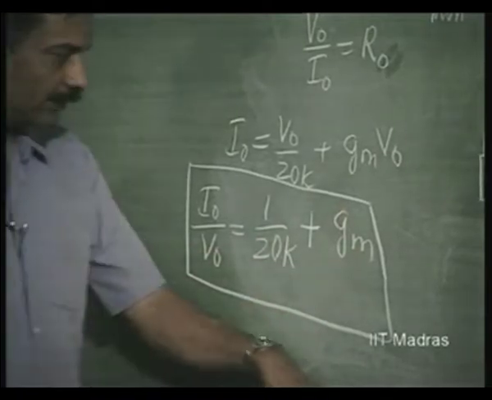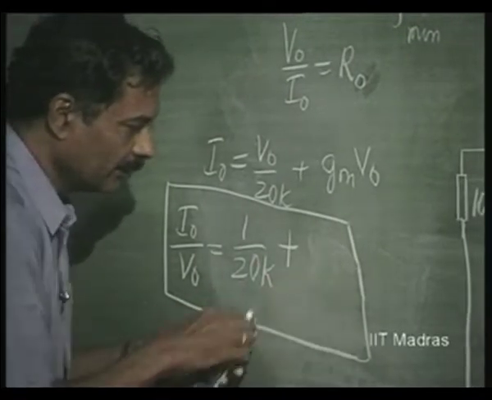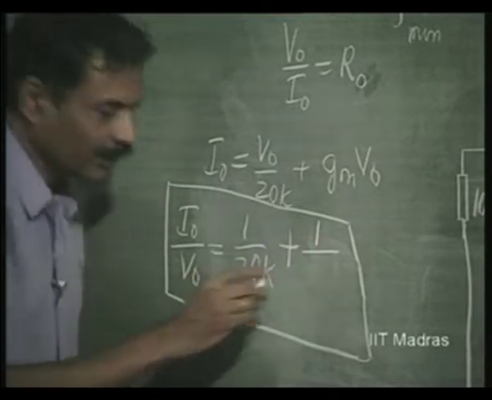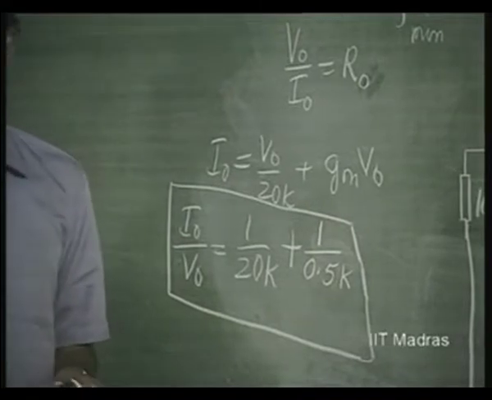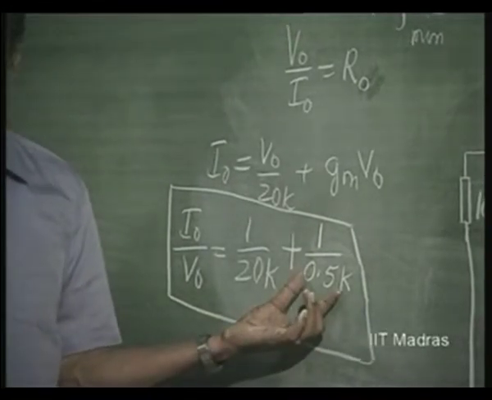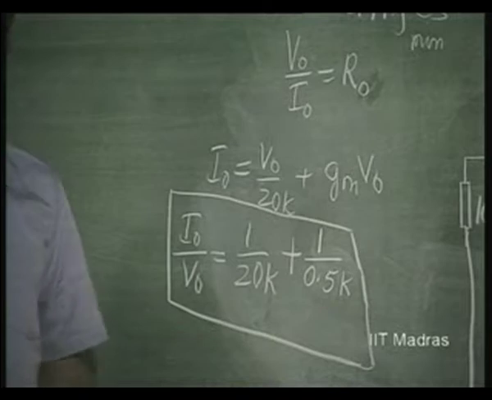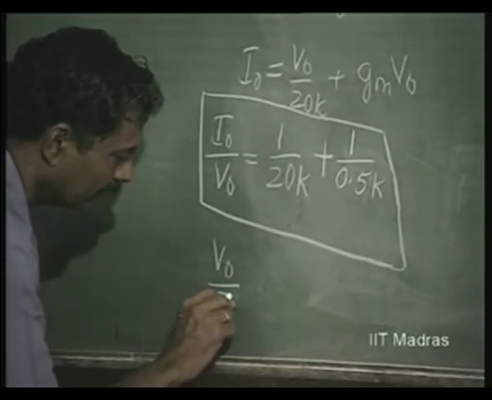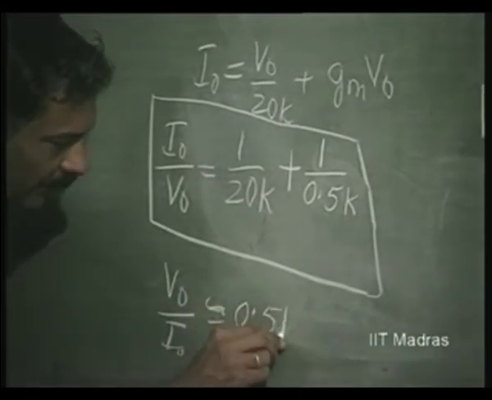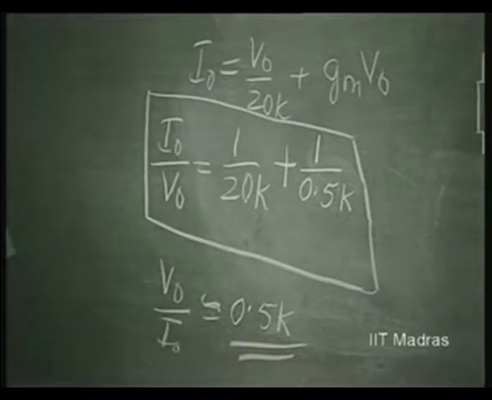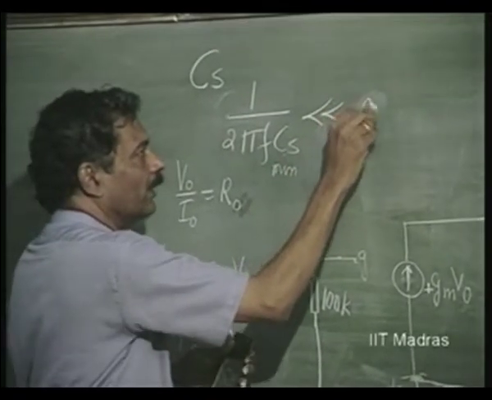In this example, GM is 2 millisiemens, or 1 over that is 0.5 K. So, it is equivalent to 0.5 K shunted by 20 K. So, essentially it is going to give you V naught by I naught, which is very nearly equal to 0.5 K. That means, this is essentially equal to 0.5 K.